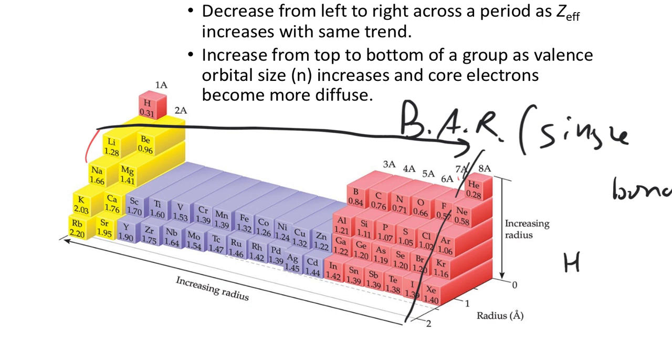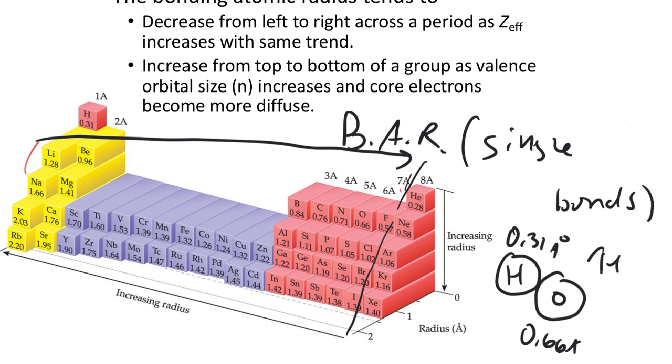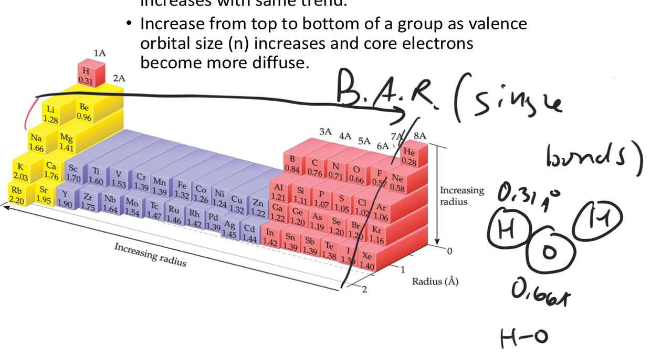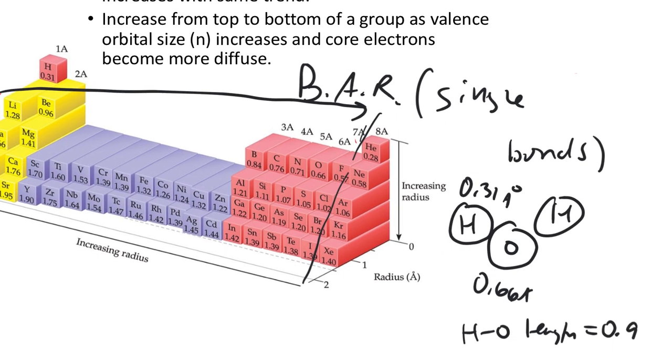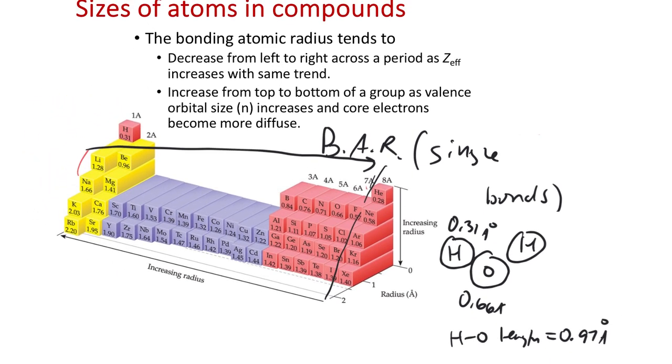So if you had a water molecule, you'd be predicting water, the bonding atomic radius of hydrogen, 0.31 angstrom. For oxygen, 0.66 angstrom. So our bonds in water, we'd expect to be about 0.97 angstrom. And so you could use this chart to predict bond lengths, but really the better use of this table is just the idea of changing of size of an atom from left to right.